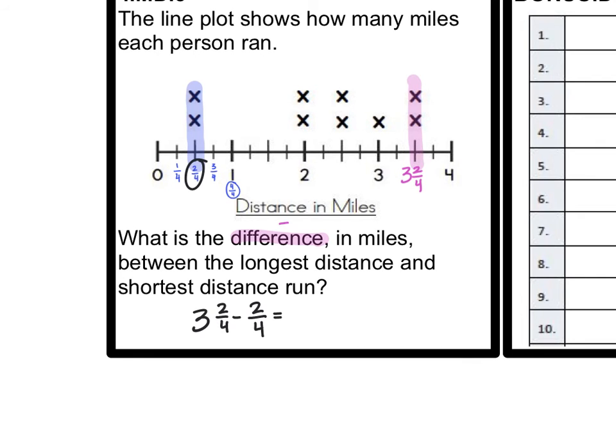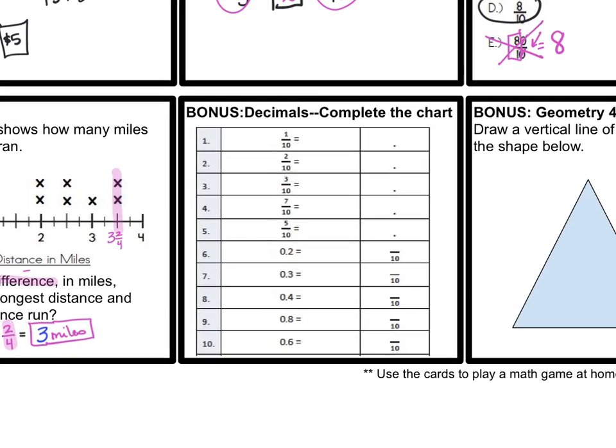Pretty easy. I see that I have this number 3 right here. Okay, so I'm going to keep my 3. Now all that's left to do is subtract 2/4 minus 2/4. Well, same number minus same number is going to give you 0. So I actually am left with just 3 whole miles. So we have the distance. You could have also counted if you wanted, but this is much easier. 3 2/4 minus 2/4 is going to be 3 miles exactly. So the difference in miles between the longest distance and the shortest distance ran was 3 miles. All right.